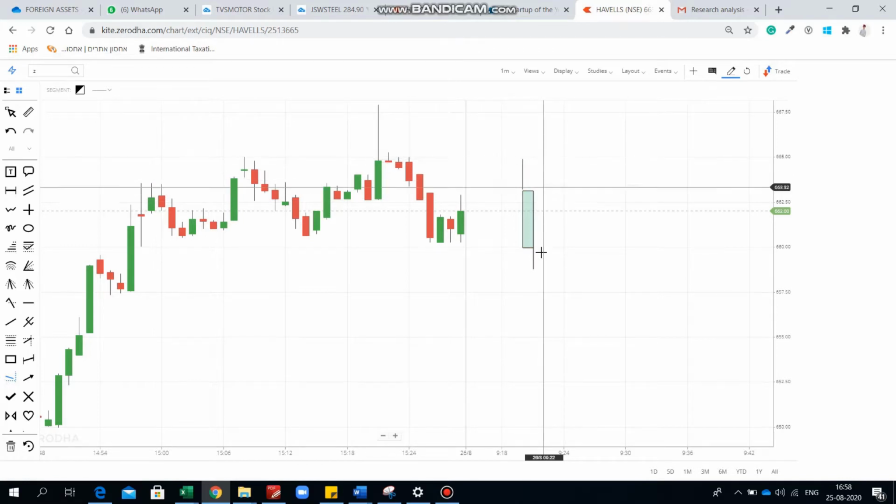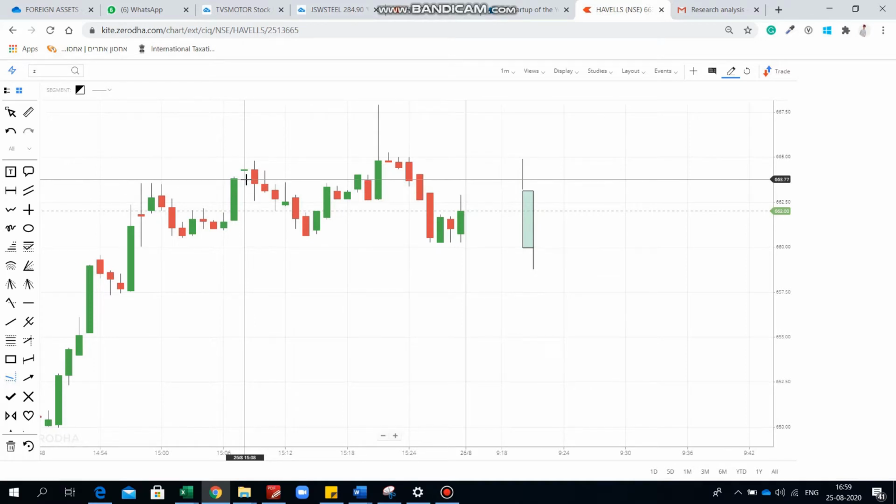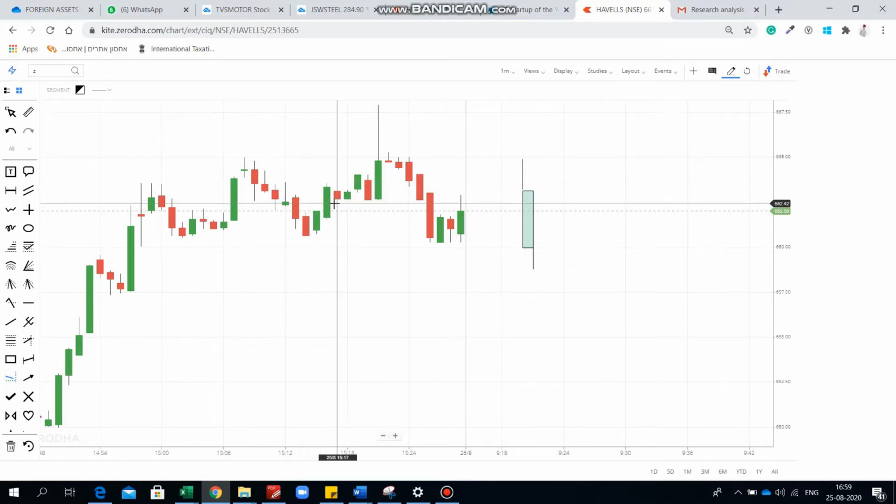This is a wick, a shadow, which says that the price also went there, but due to the pressure of buying and selling, it could not survive and it came down. Same here, if I look at this green candle, which is a bullish candle, the price had started at 661.45 and it went till 663.7, and there is a small wick. It covered that area, but before the time frame ended it closed below that.